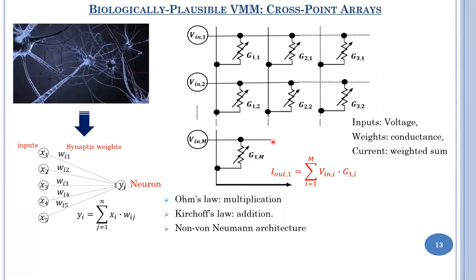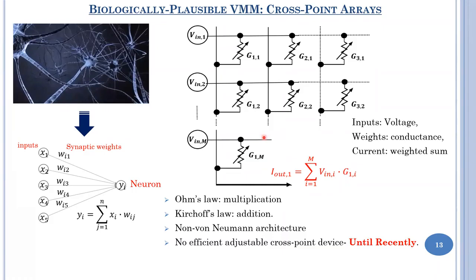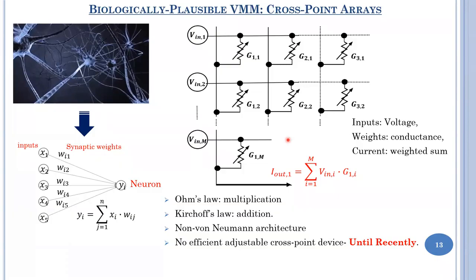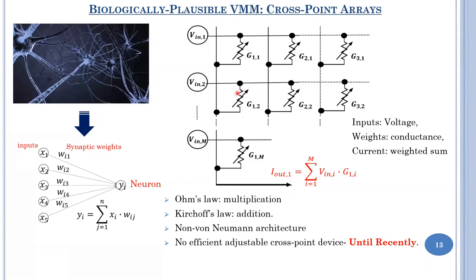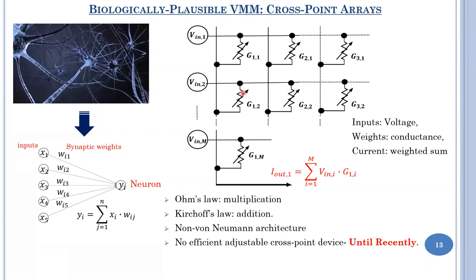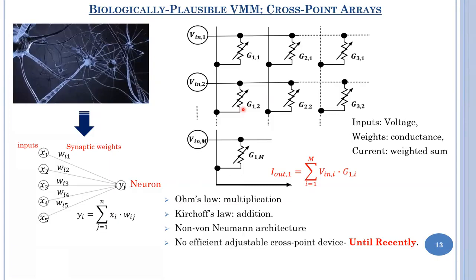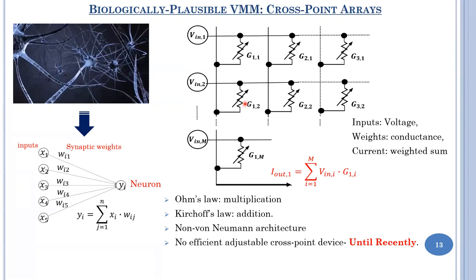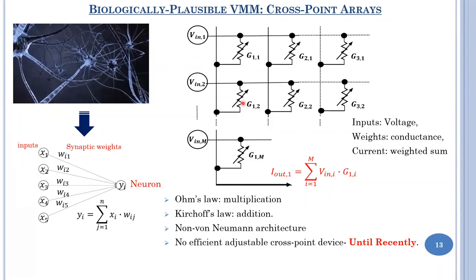However, the problem with this kind of architecture is that this is not new. This was invented by Professor Carver Mead of Caltech in the 1980s itself. The reason it did not grab much attention of the scientific community is simply that these two-terminal adjustable conductances were not there. So what are the properties that these adjustable conductances should have? First, they should show you different values of conductance or different values of resistances. Second, you should be able to tune these values to any particular desired value that you want. And third, these conductances should also store their values for a particular amount of time, which is typically 10 years in terms of industry standard.